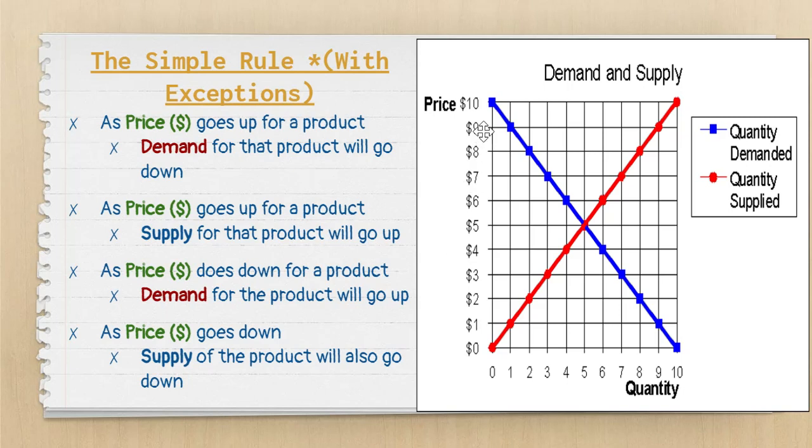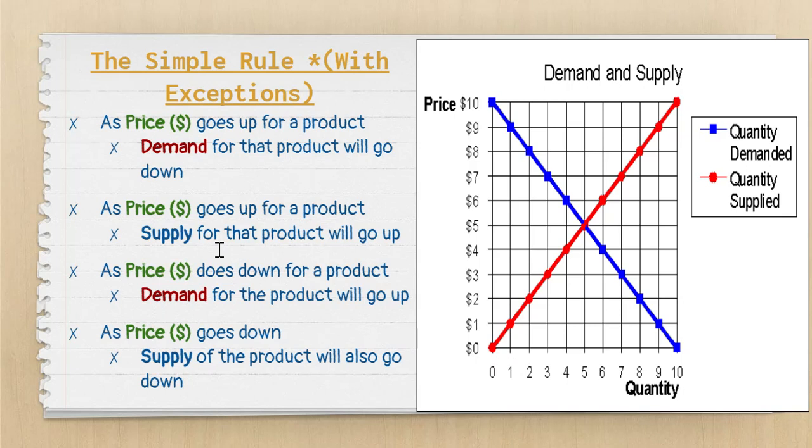So let's use this graph for example. At $9 per gallon of gasoline, the demand for that gasoline, if we go from $9 over to the demand line, will only be one person demanding it. So as you see, the price is at $9, which is very expensive. So the demand, which is this line that goes down to the dirt, is at 1. So 1 is being demanded.